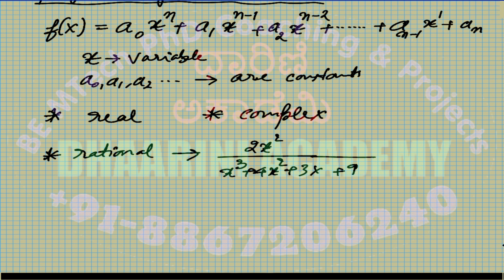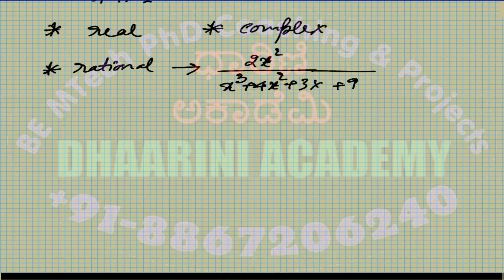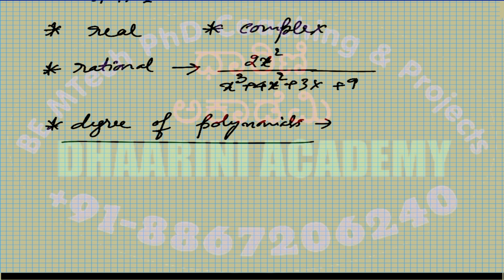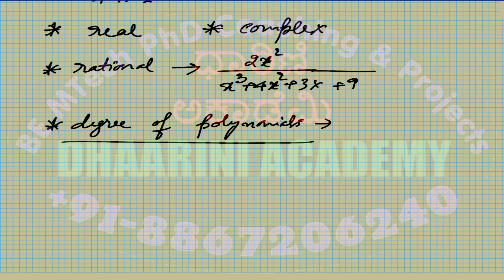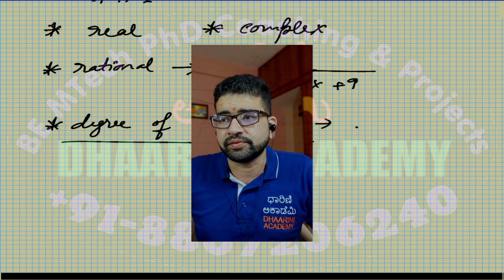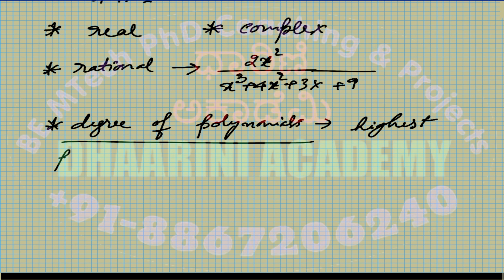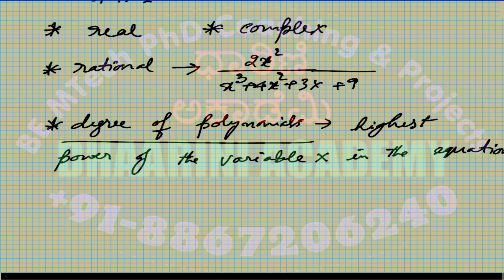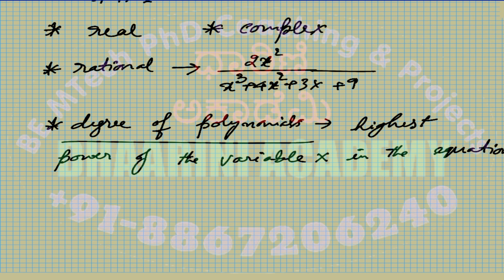Then the important concept about polynomials is the degree of a polynomial. The degree of a polynomial basically refers to the highest power of the variable x in the equation. So the highest power of the variable x in the given equation is called the degree of the polynomial.